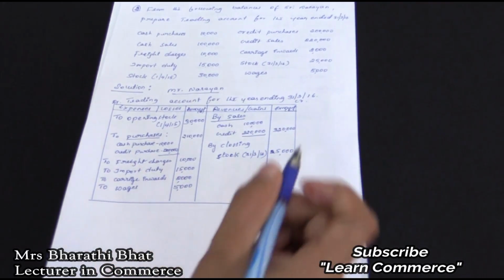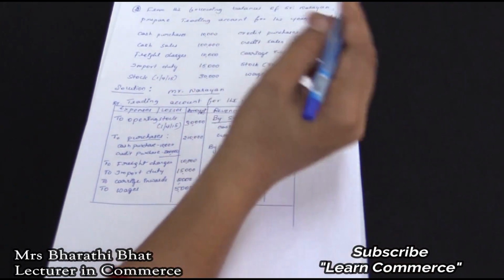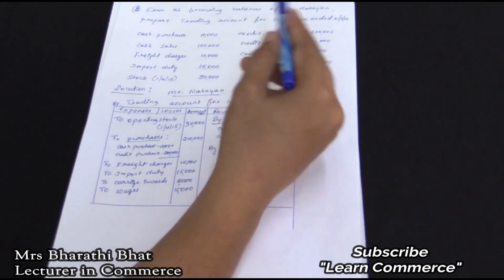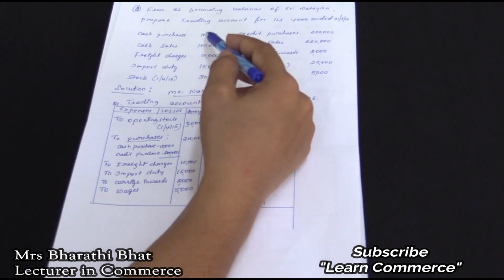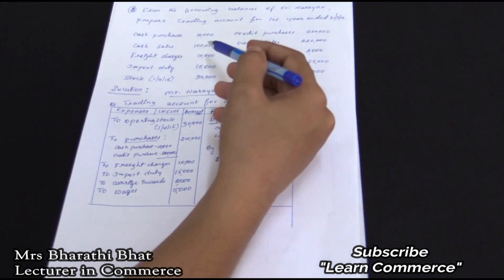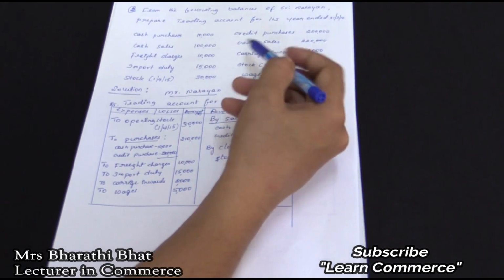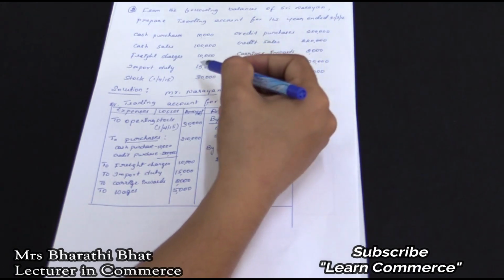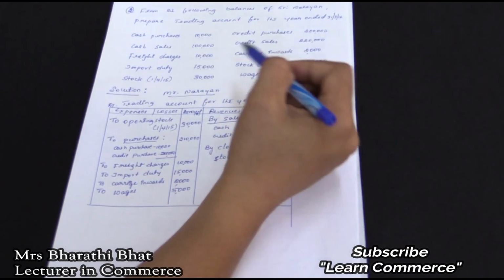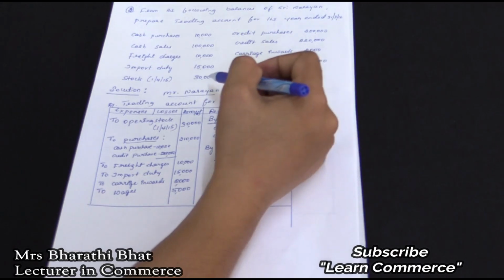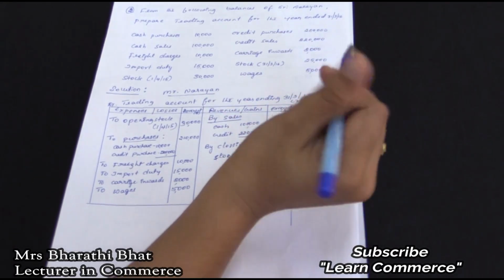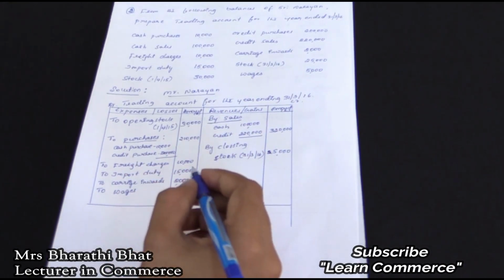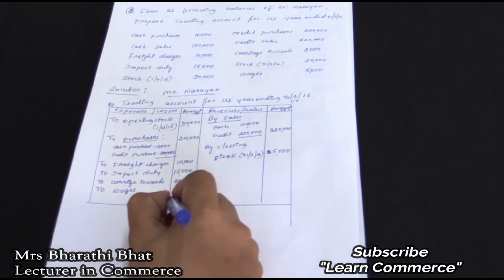So just check once again whether you recorded all the transactions or not. You recorded cash purchase, credit purchase, cash sale, credit sale, freight charges, carriage inward, import duty, stock, then opening stock, again wages. So the next step is totaling.